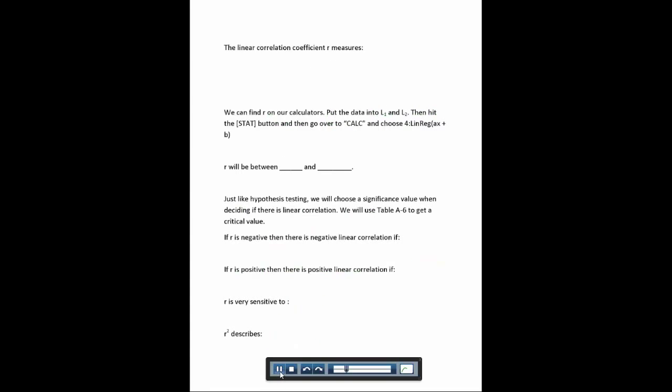Now, we're going to find what's called the R value. And the R value measures the strength of the linear correlation between the X and Y values of the sample.